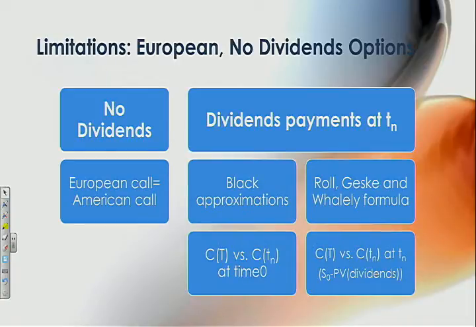Whereas in the Roll, Geske, and Whaley formula, the assumption is that the decision is made after every dividend payment period. In RGW, that stands for Roll, Geske, and Whaley, dividends are always applied to the stock price less the present value of the dividends.